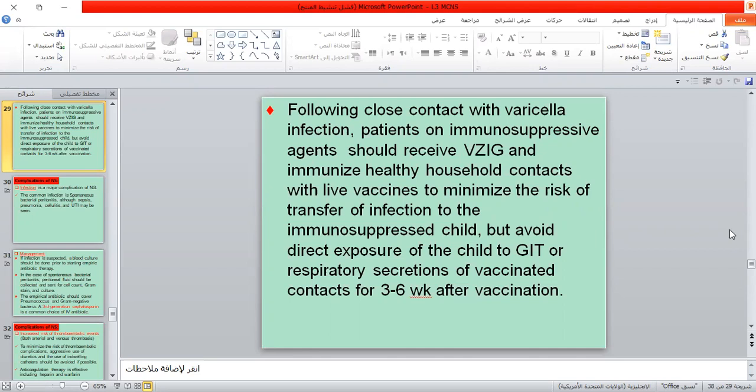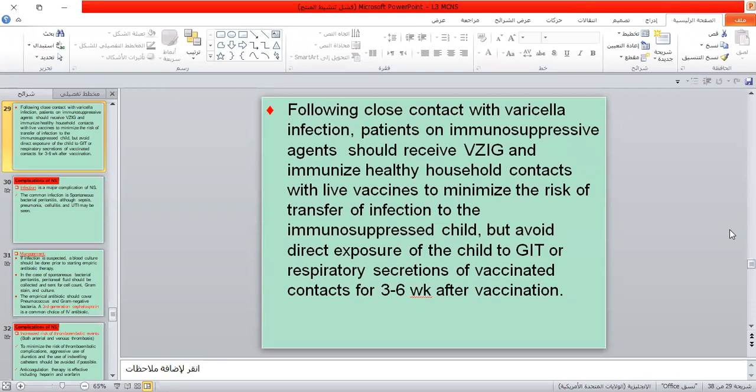مع varicella chicken pox. شو اسوي؟ البيشنت بالنفروتيك سندروم لازم اعطي اي في varicella zoster immunoglobulin. والعايشين وياه بالبيت لازم القحهم by the live varicella zoster vaccine. اوكي؟ حتى امنع دخول الفاريسيلا للبيت.